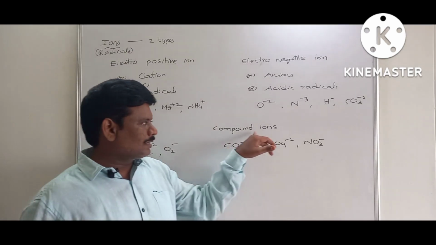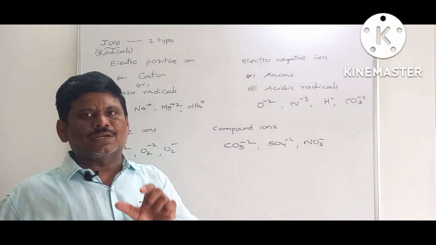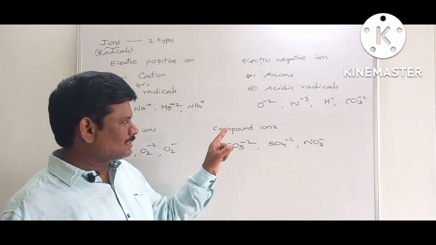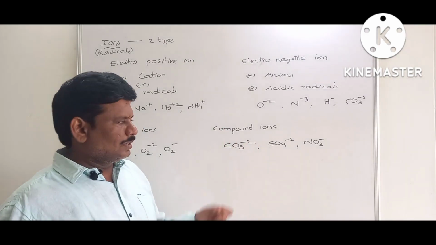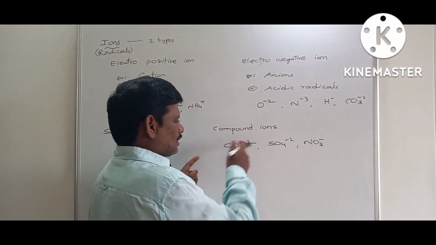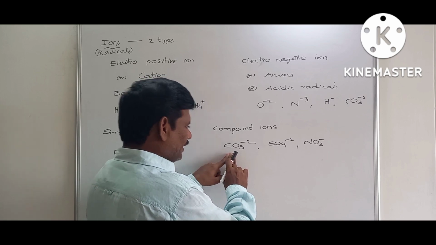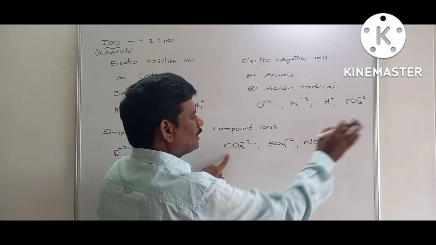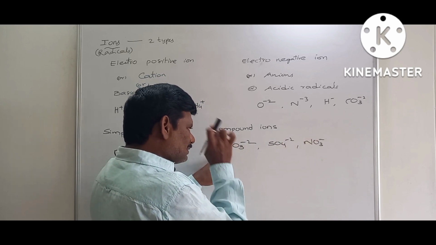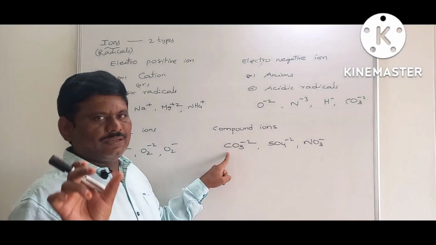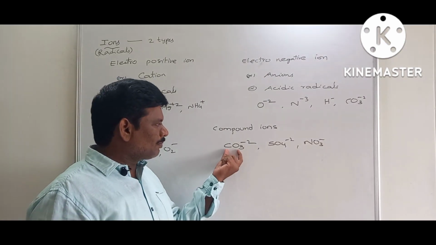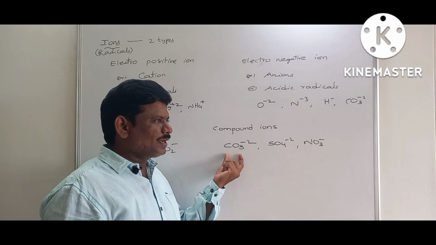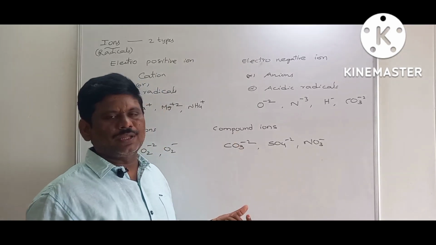Next, what are compound ions? The ion which contains one or more atoms of different elements is called a compound ion. Examples: carbonate ion, sulfate ion, nitrate ion, and so on. In the carbonate ion, different elements are present. It is a combination of carbon and oxygen. So this type of ion is an example of a compound ion.